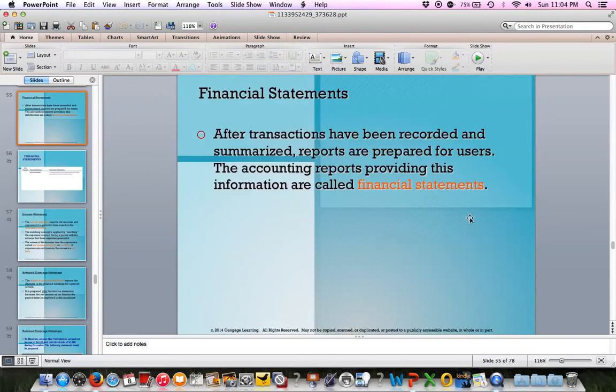Okay, so let's talk about financial statements just a little bit. After transactions have been recorded and summarized, then we prepare reports that we give to users, and these reports are called financial statements. And they're very standard in the way they look and are set up, because I mentioned that these accounting rules that we follow apply to all companies, and so it's kind of a standard format with how financial statements should look. And so we'll take a look at some here in a bit.